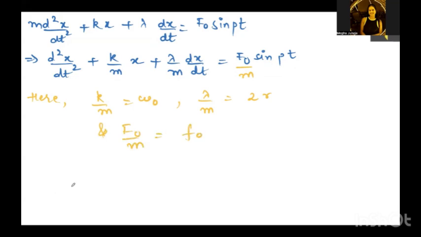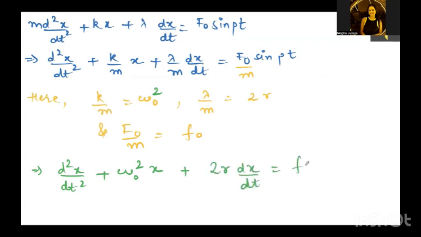Okay, so now here we substitute the values. So this implies d square x over dt square plus omega naught square x. If you remember, in the damped simple harmonic oscillator also, we considered that k over m is equivalent to omega naught square. So it is going to be omega naught square x plus lambda over m is 2r dx over dt, and this is equivalent to f naught sine of p into t.